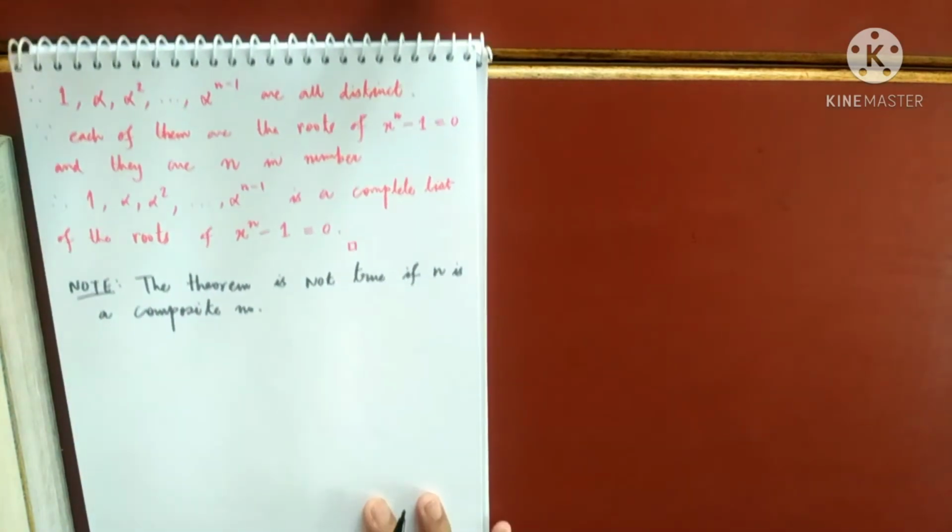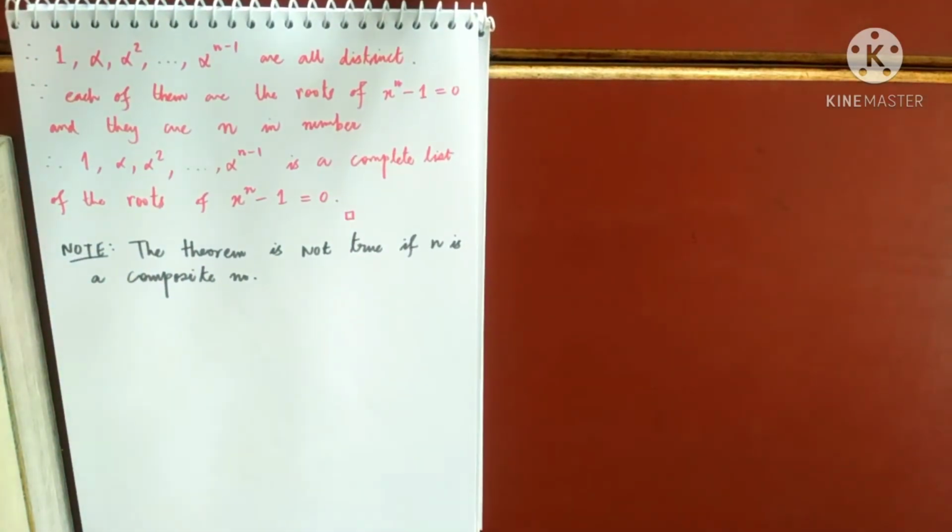That means if n is a composite number, if you choose an imaginary root alpha, the powers of alpha may not give you the complete list of roots of that equation. It may give you, it may not give you. So we can see some examples.